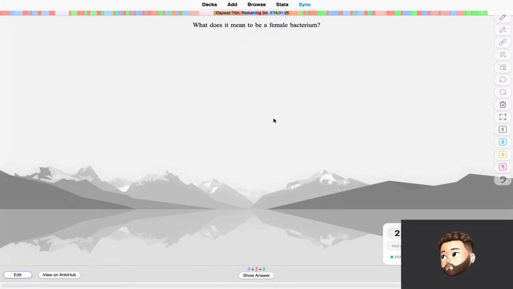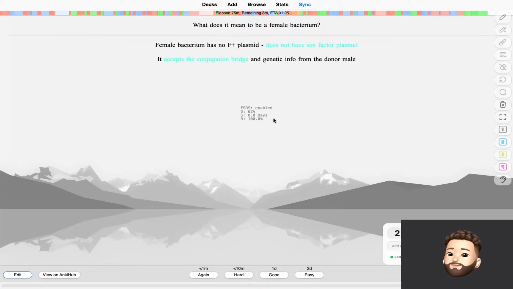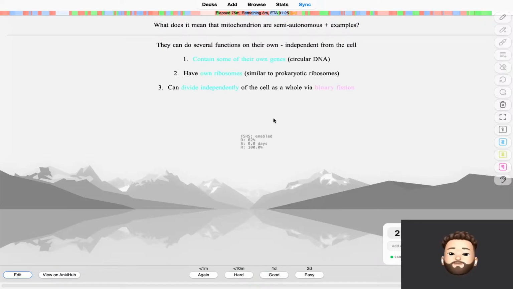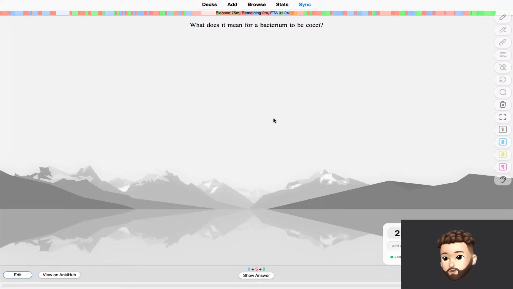It means that you do not have the F plus plasmid, but you accept the sex pilus or the conjugation bridge from the male bacterium. What does it mean that mitochondria are semi-autonomous? They have their own DNA, have their own ribosomes, and they can split on their own. It means that you're shaped like a sphere.